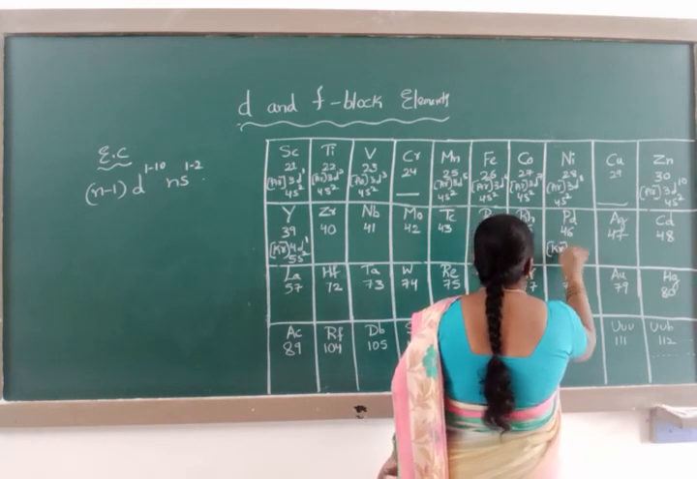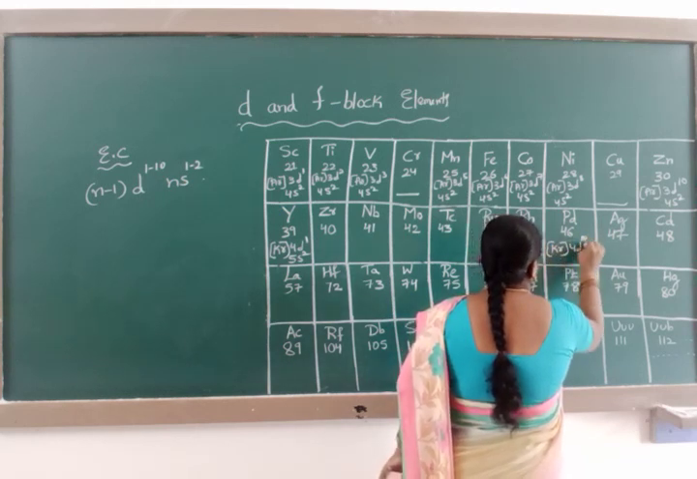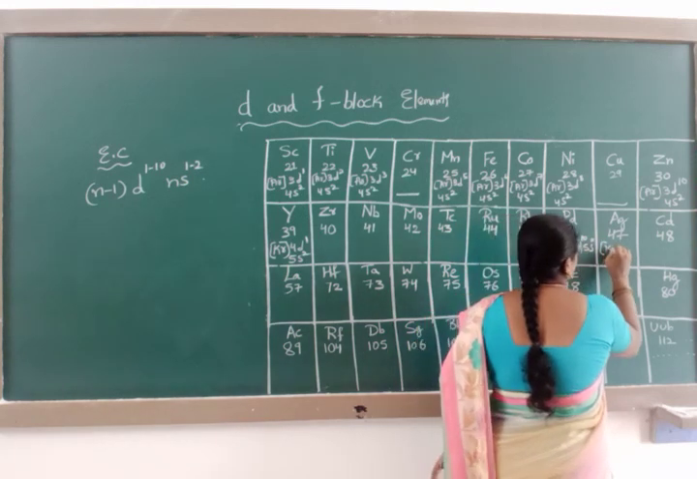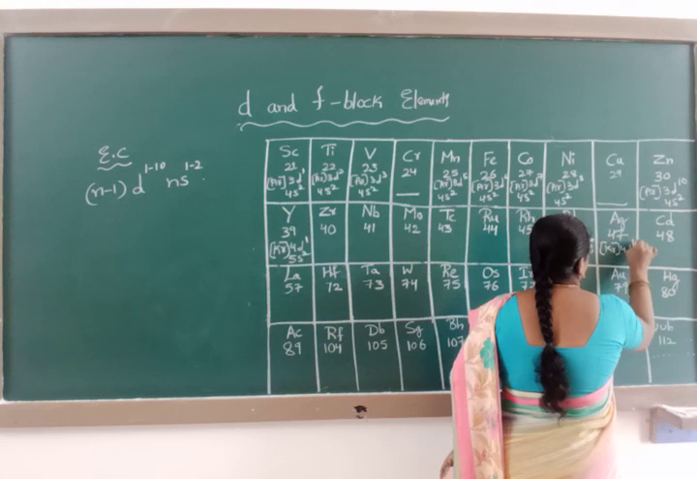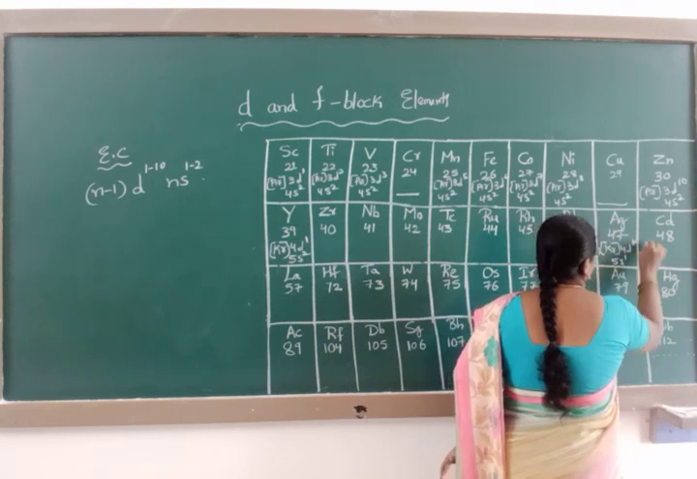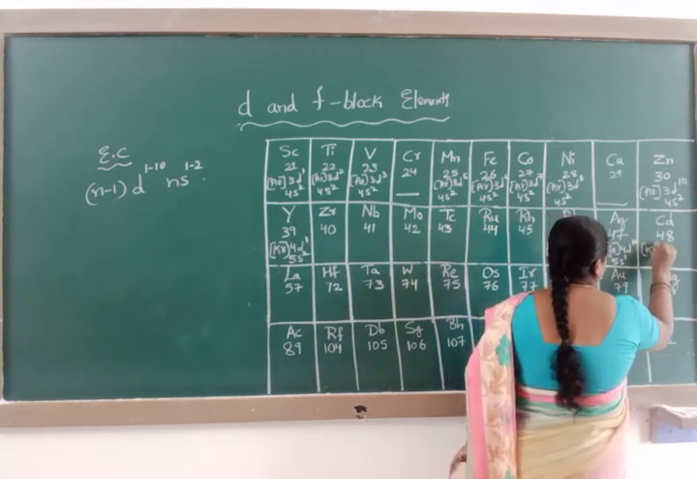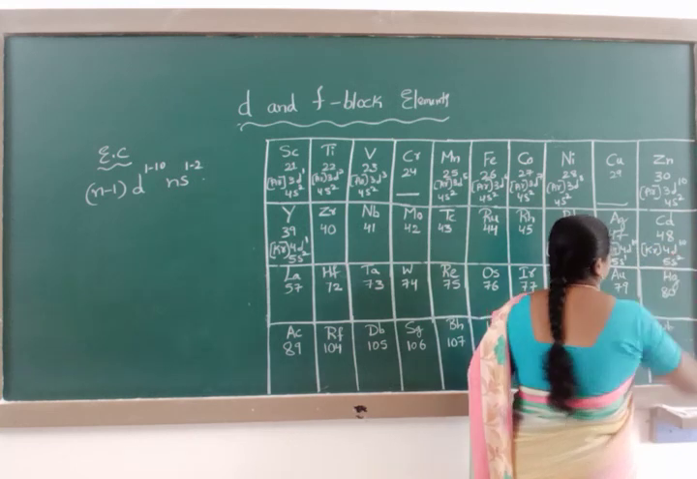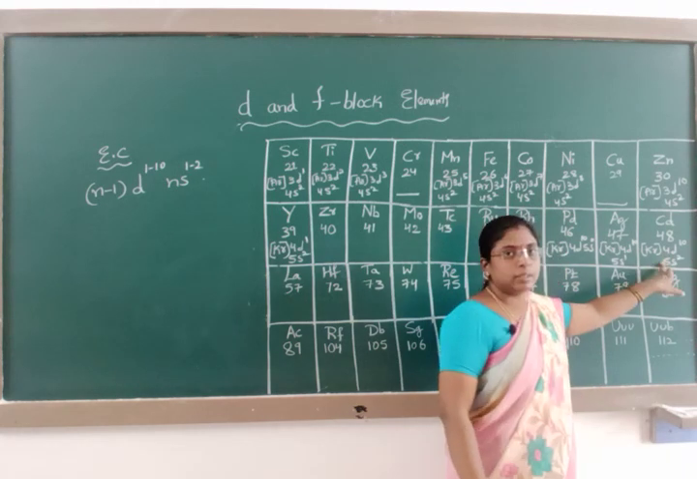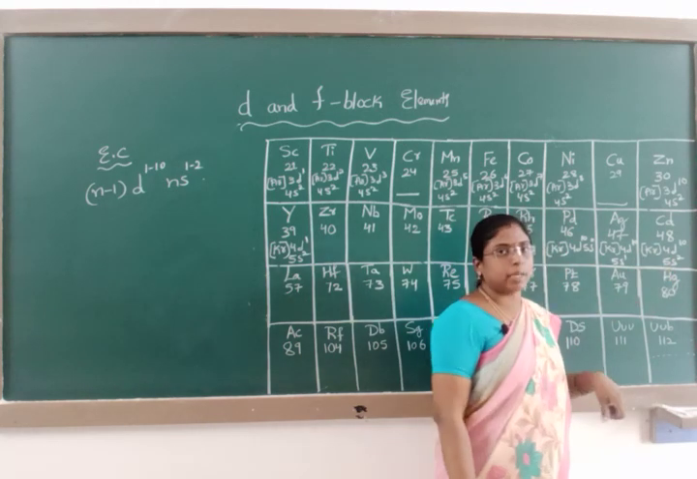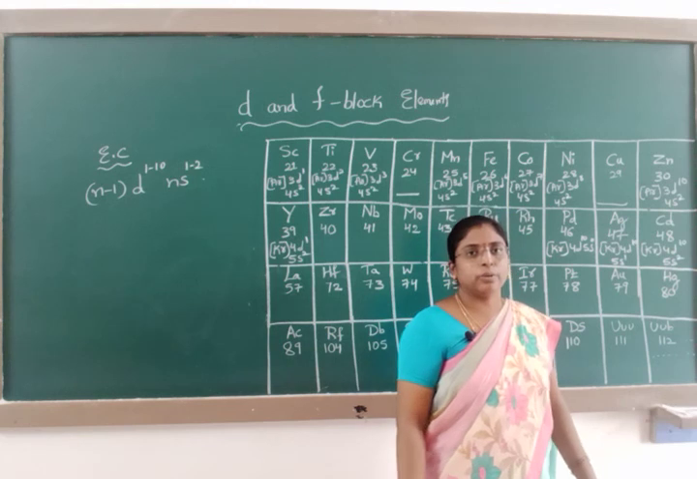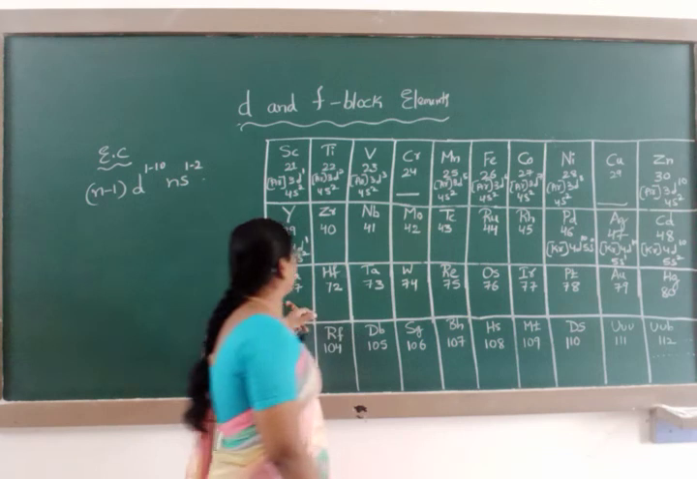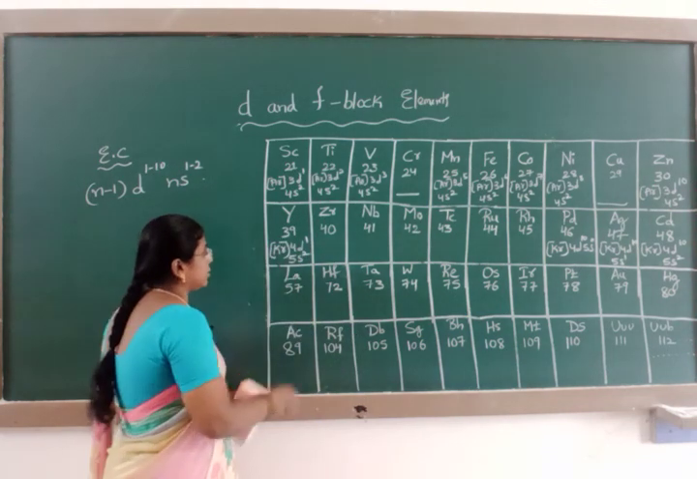Palladium: krypton 4d10 5s0, and for silver it is krypton 4d10 5s1, and for cadmium it is krypton 4d10 5s2. Cadmium has completely filled d as well as s orbitals, hence it is known as pseudo transition elements. Next comes the 5d series.